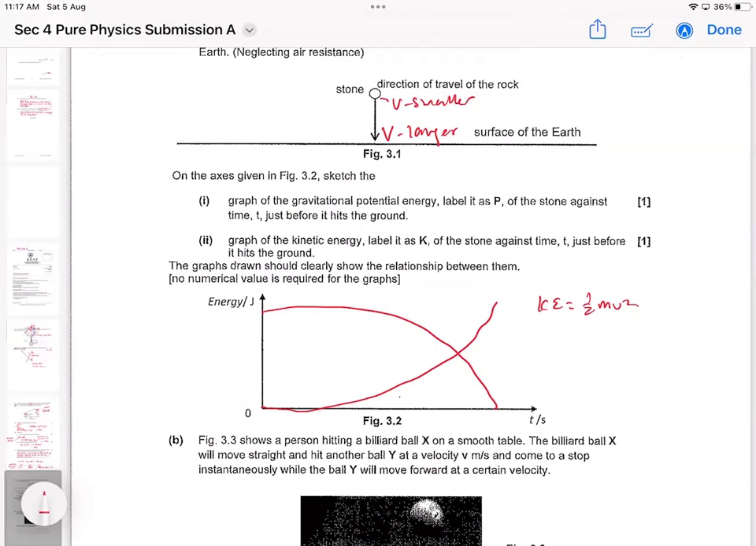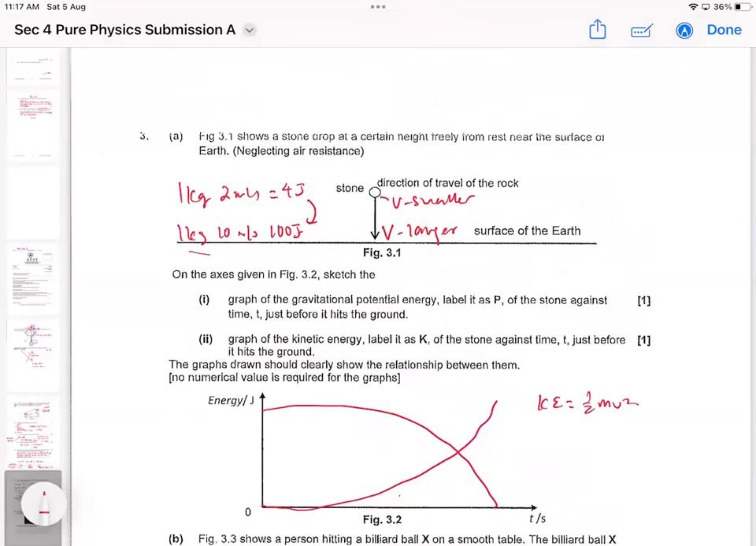Let's take a simple 1 kg with a speed of 2, and 1 kg with a speed of, let's say, 10 meters per second. The kinetic energy based on half mv squared will be 4 joules here, and over here the half mv squared will be 100 joules. So you can see that the scaling here is not linear. This is actually like free fall, right?